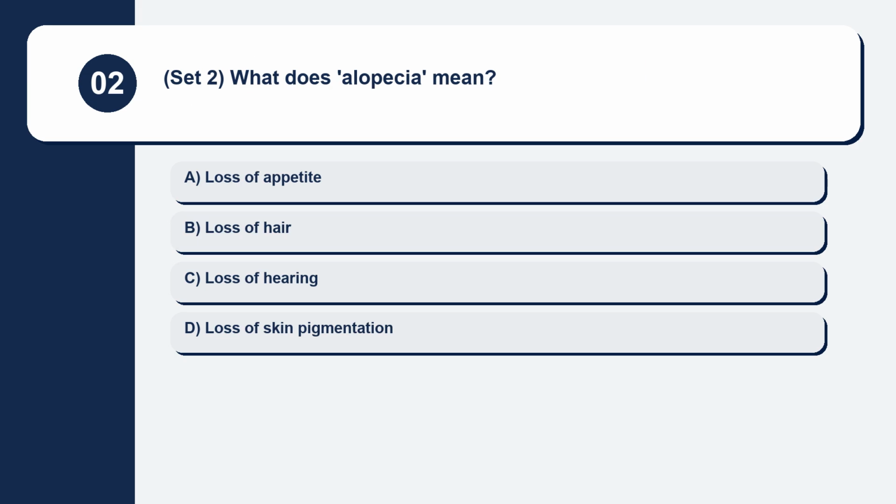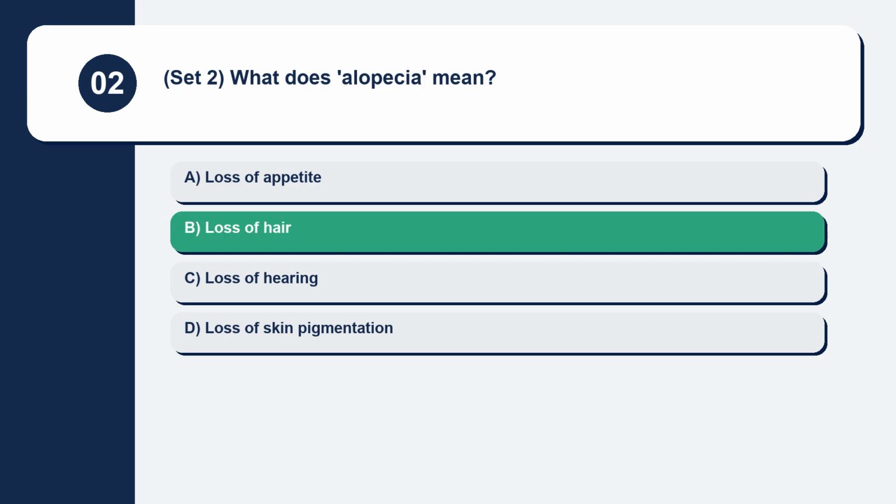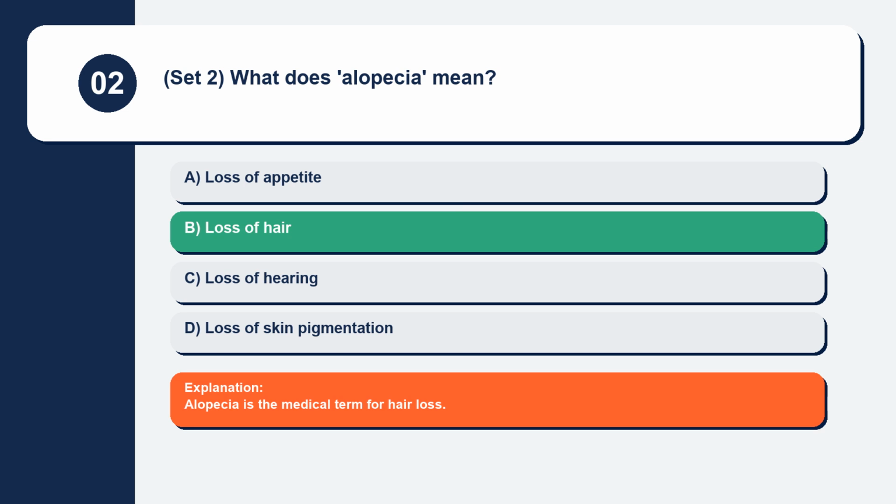Question 2. Set 2. What does alopecia mean? Loss of appetite, loss of hair, loss of hearing, loss of skin pigmentation. Alopecia is the medical term for hair loss.